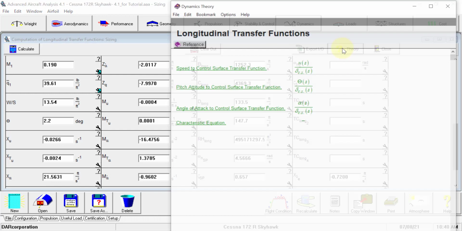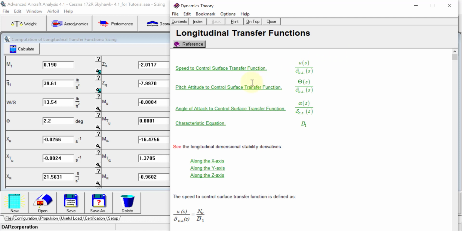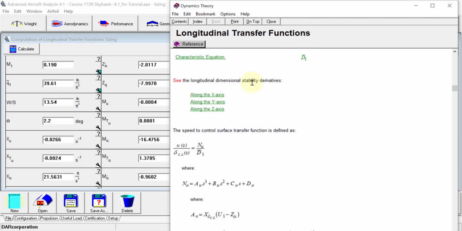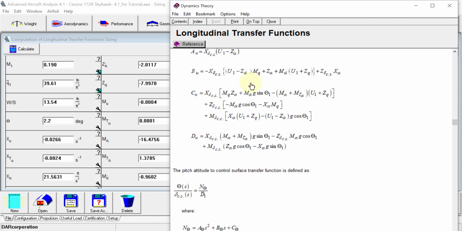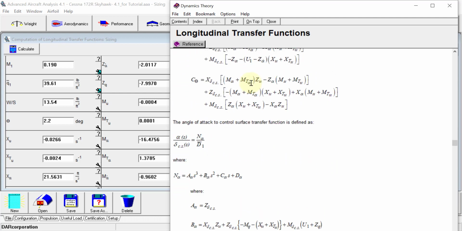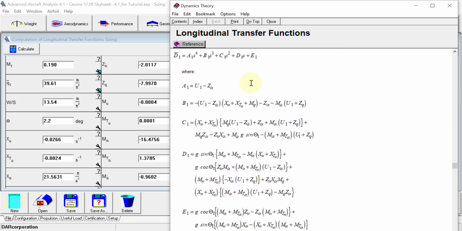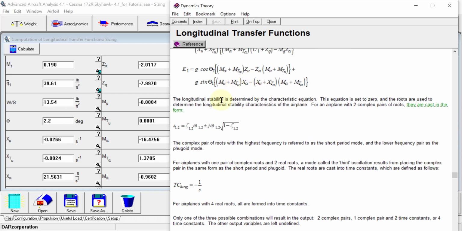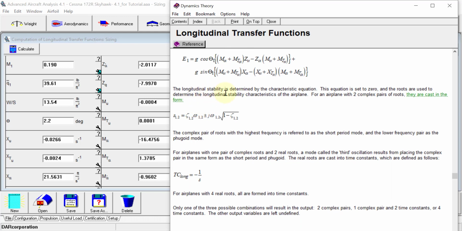So in the theory, you can see the longitudinal transfer functions being explained in further detail. So you see all the equations that are being used. And if you scroll down, all the way down, there's a couple notes. So here, the longitudinal stability is determined by the characteristic equation. For an airplane with two complex pair roots, they are cast in the following form. So the one with the highest frequency is the short period, and the lowest frequency is the phugoid mode.